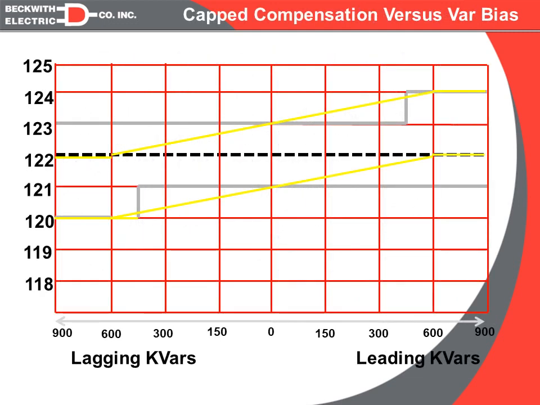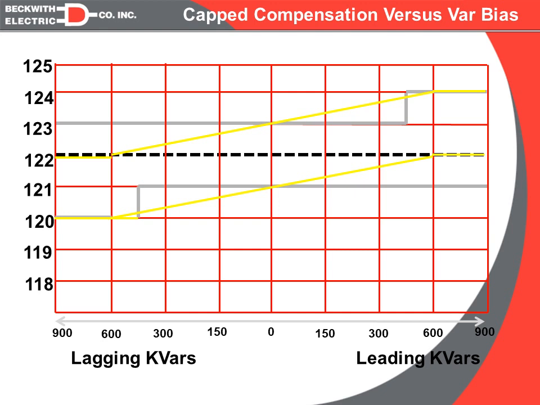And this graph kind of shows you both. So here's our VAR bias, and you can see that the VAR bias is a step change. We go from applying no bias to applying full bias, whereas with the capped compensation you can see it is a linear approach. But notice that with the VAR bias, we are only biasing one edge, and the band center remains the band center continuously.